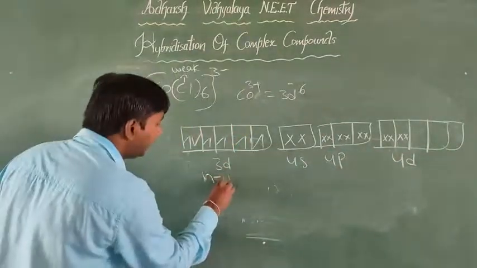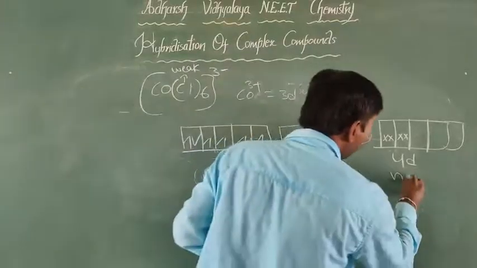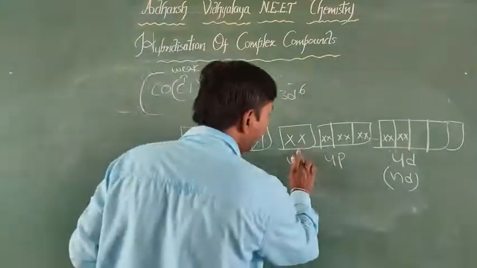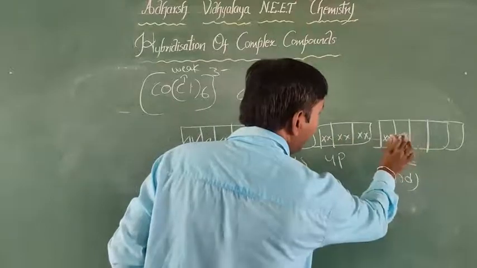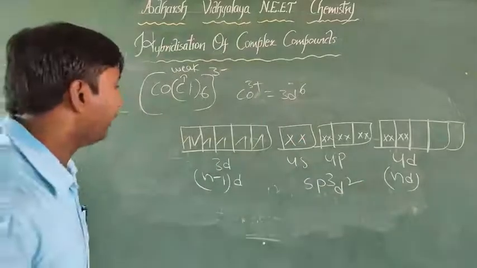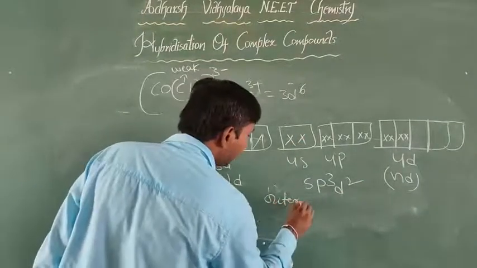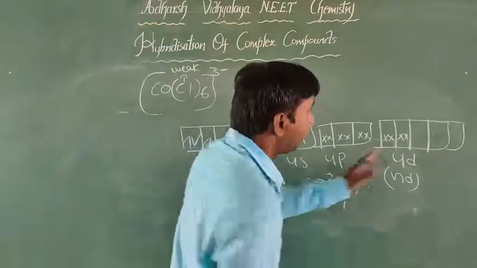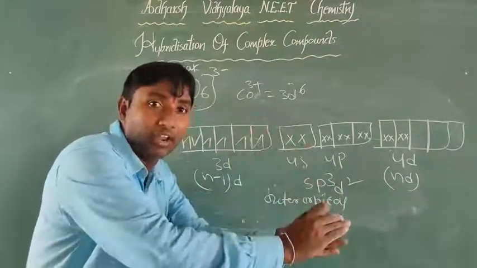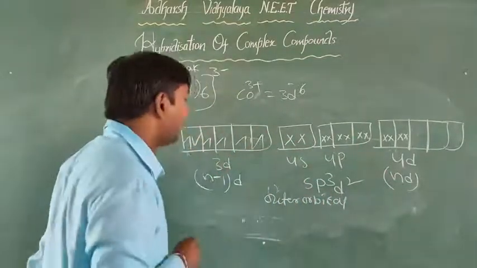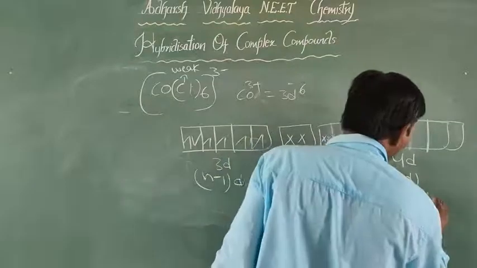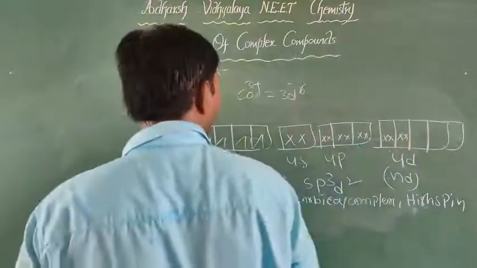3d means (n-1)d orbital. 4d means nd orbital. So we are involving nd orbitals. So what is the hybridization? The 4s, 3 4p orbitals are filling, and from 4d only 2 orbitals are filling. That's why sp3d2. sp3d2 means outer orbital complex, because the outer 4d orbital is involved. If the 3d orbital were involved, it would mean inner orbital, inner shell involvement. Here the outer shell is involved. So it is an outer orbital complex and high spin.